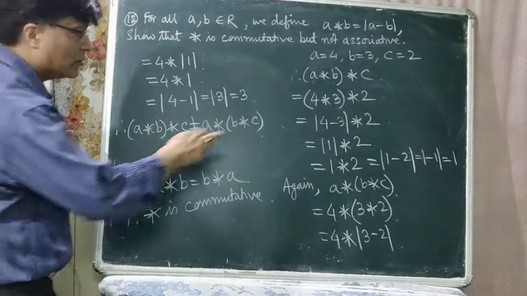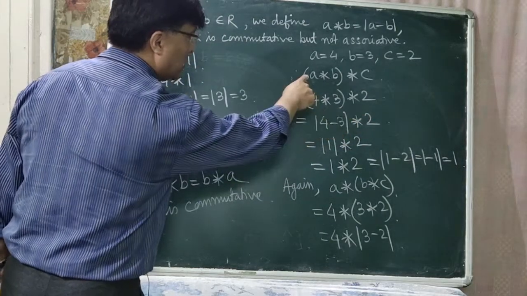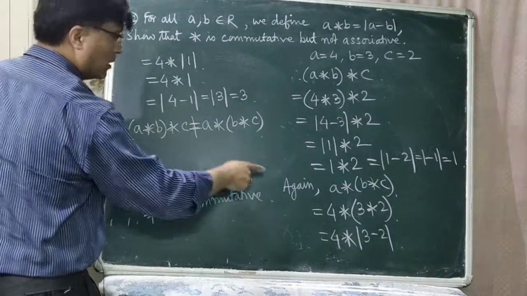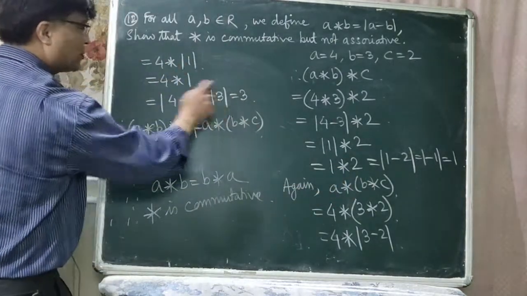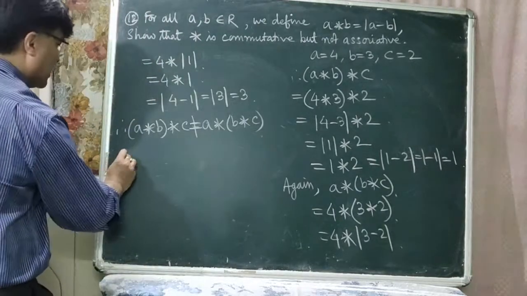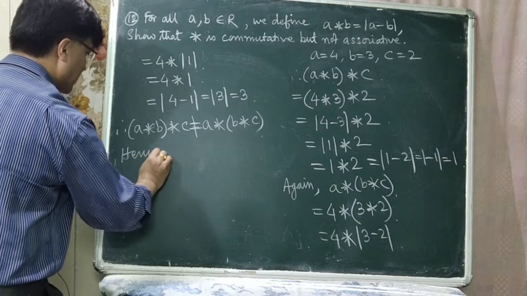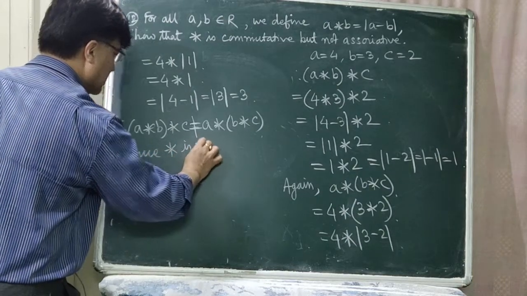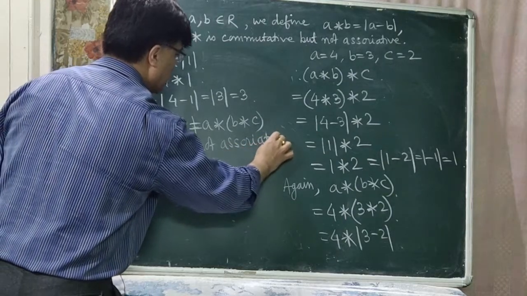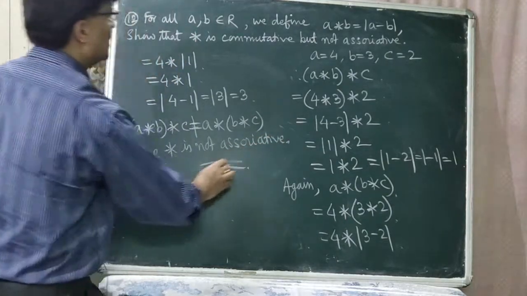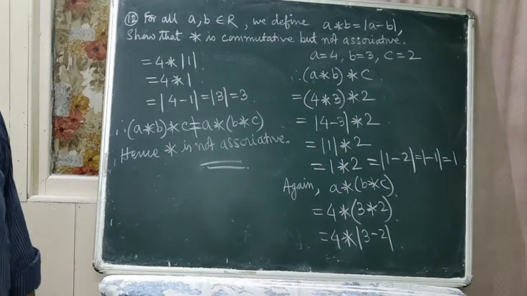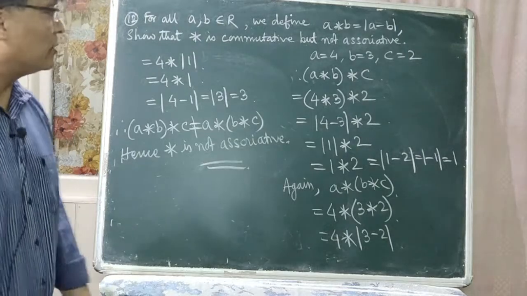They are not equal, isn't it? One is that (A star B) star C has value 1 and A star (B star C) is 3. They are not equal, right? So hence star is not associative. So we have proved that star is not associative. So you can copy it. Now we'll do the next question.